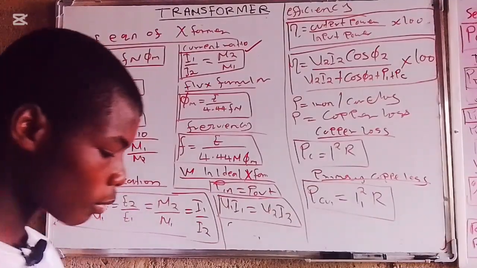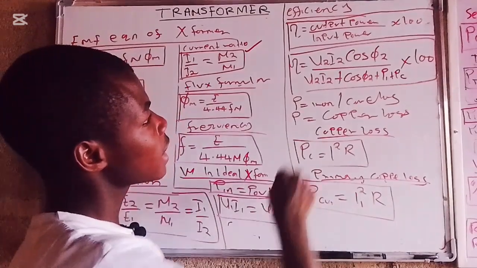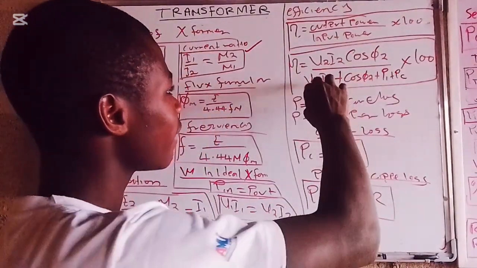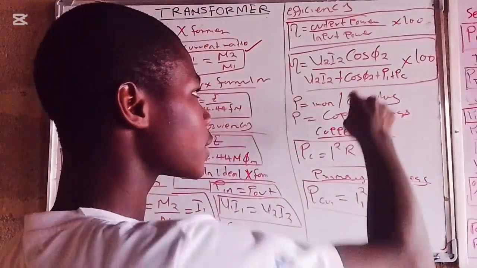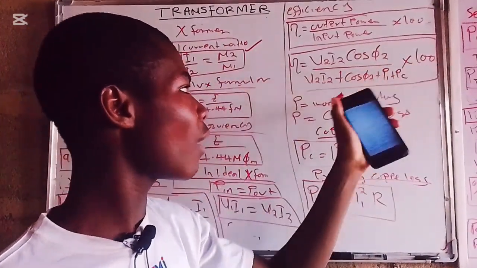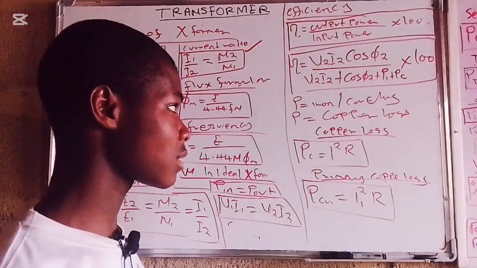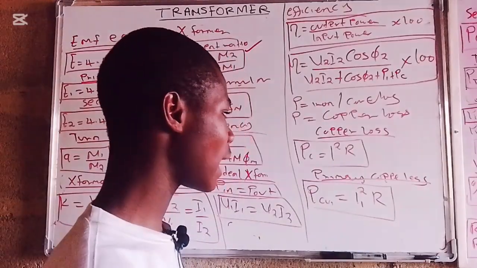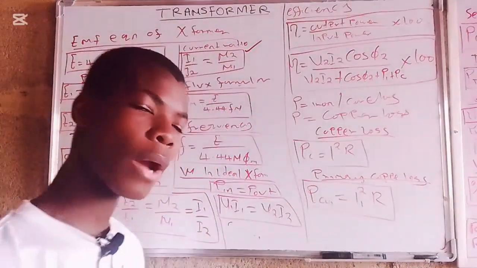The input over the output power, which says V2 I2 multiplied by cos psi 2, divided by V2 I2 cos psi 2 plus the power of the iron or core loss, plus the copper loss. So we have the copper loss, which is I squared multiplied by R, and also the primary copper loss, which is I squared by R.